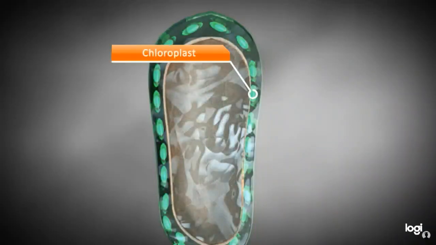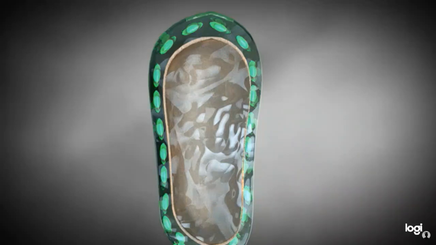Palisade cells contain many chloroplasts that can be seen here as green dots. Chloroplasts absorb a major portion of the light energy used for photosynthesis. So let's have a look at one of them.